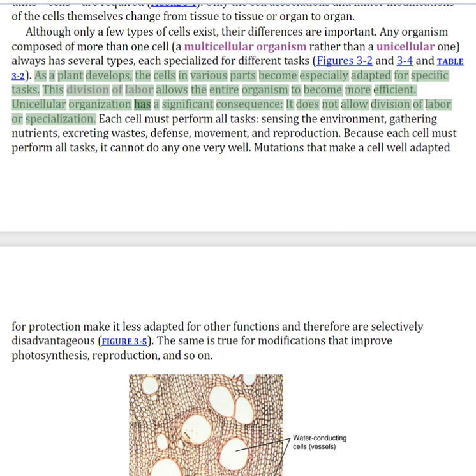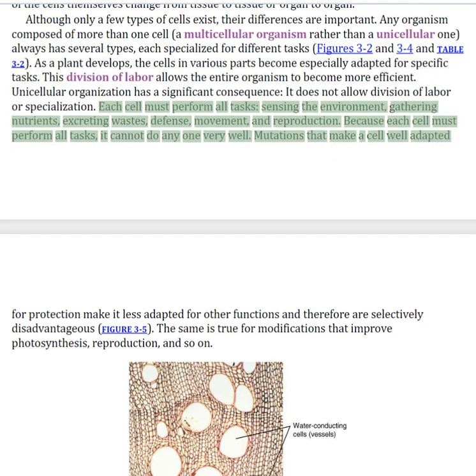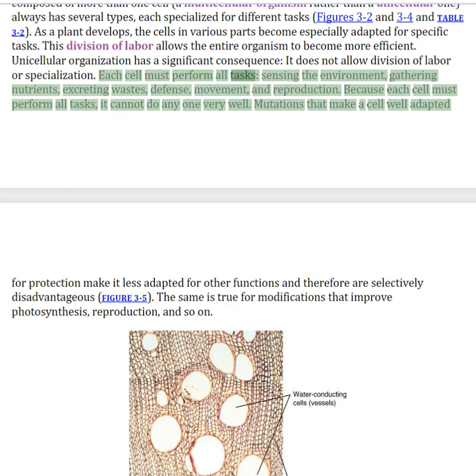Unicellular organization has a significant consequence: it does not allow division of labor or specialization. Each cell must perform all tasks: sensing the environment, gathering nutrients, excreting wastes, defense, movement, and reproduction. Because each cell must perform all tasks, it cannot do any one very well.